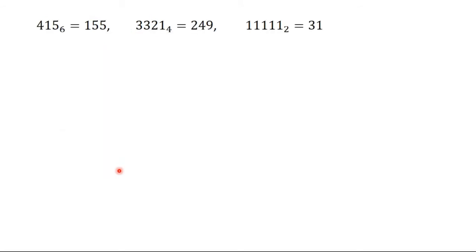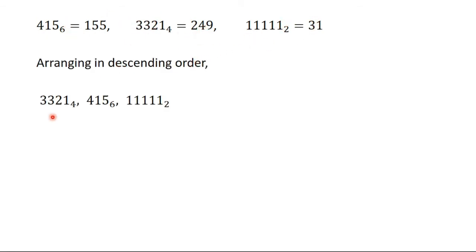So we have now converted all of them to base 10. So 415 base 6 will give us 155. 3321 base 4 will give us 249. Then 11111 base 2 will give us 31. So in arranging them in descending order, remember from the biggest to the smallest, we know that this is the biggest, followed by this, then this is the smallest. So we have 3321 base 4 as the biggest, 415 base 6 as the next, then the smallest will be 1111 base 2.